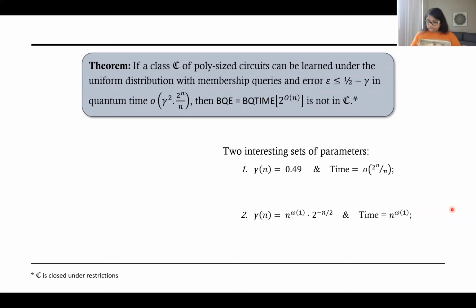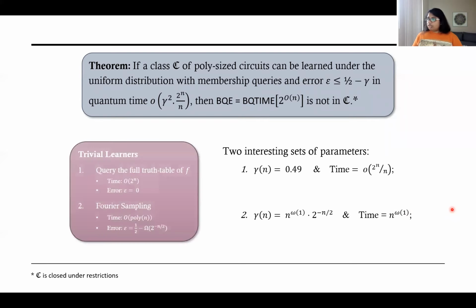Why are these two interesting sets of parameters? So this kind of matches what we consider these trivial learners. Why is that? Essentially, if you have something that runs in 2 to the n over n time, you make some mistake, but you're still faster than, let's say, brute force. And if you can do something that satisfies parameter 2, then you're being a little more accurate than Fourier sampling. So anything that beats this is a non-trivial learner. So that's the idea.